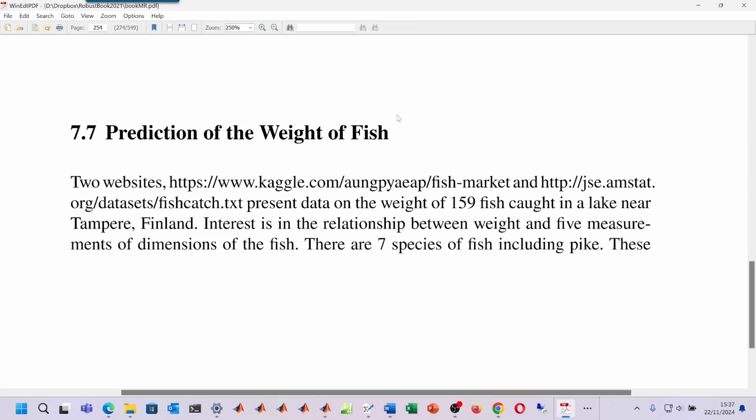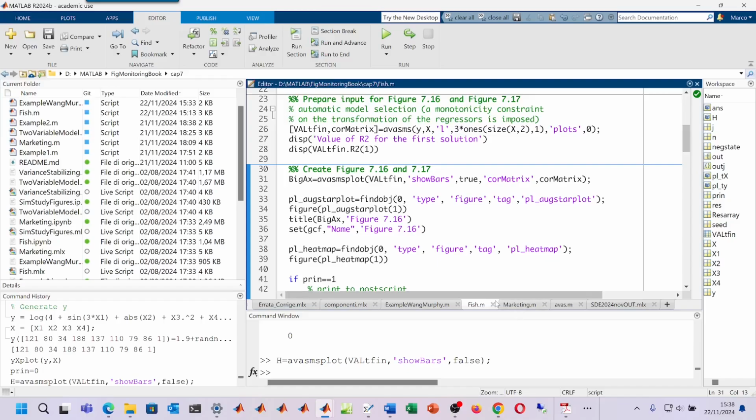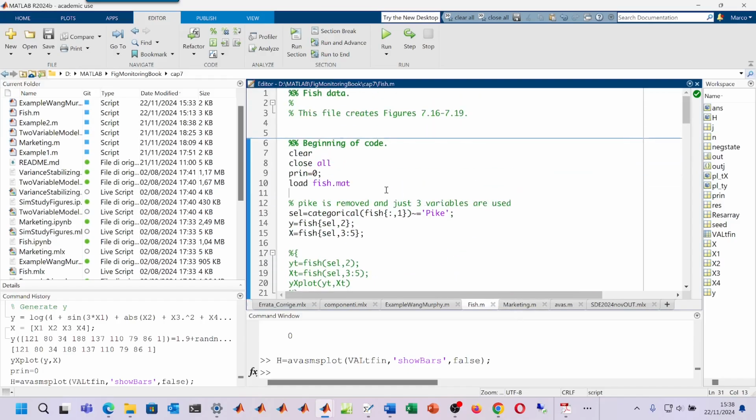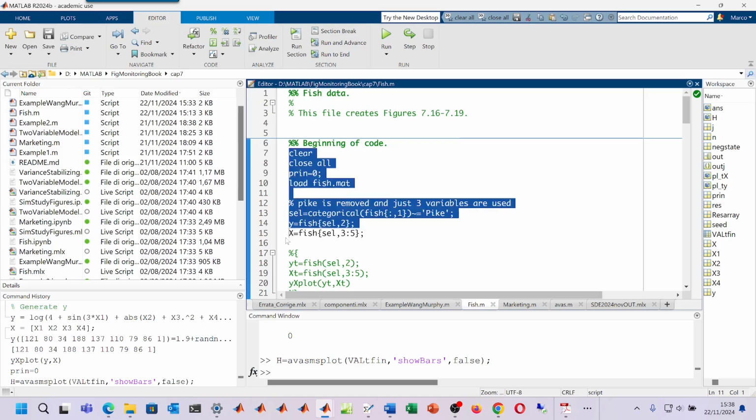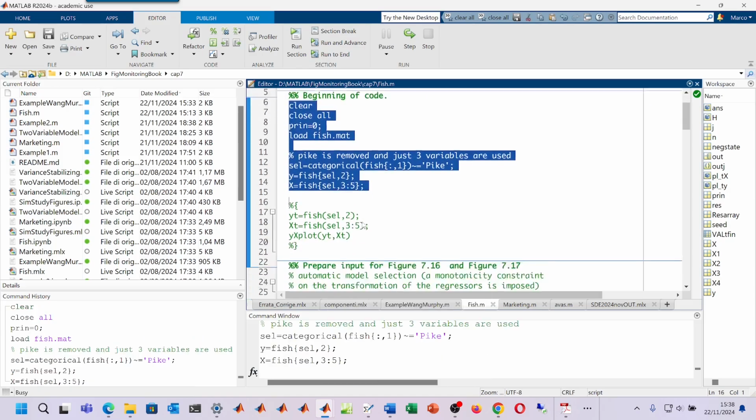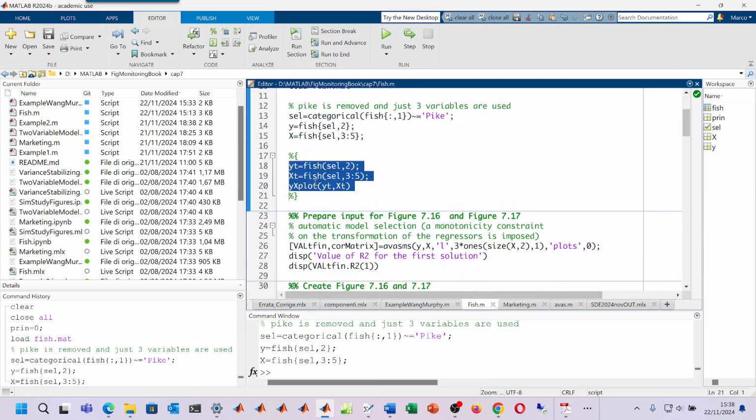Now we move to another example, which is the prediction of the weight of fish. The data can be found on this website. The sample size is 159. So the response is the weight of the fish in grams, and the 3 explanatory variables are all to do with really the length of the fish.